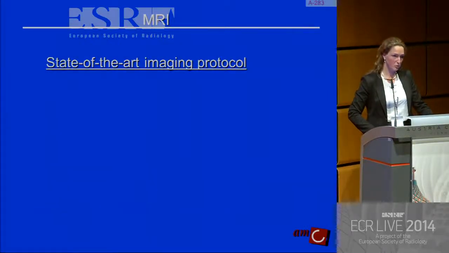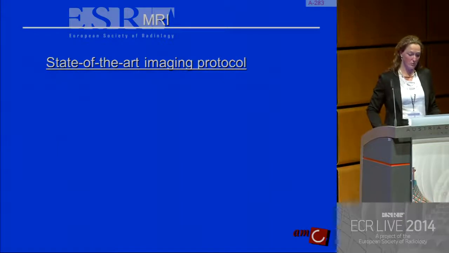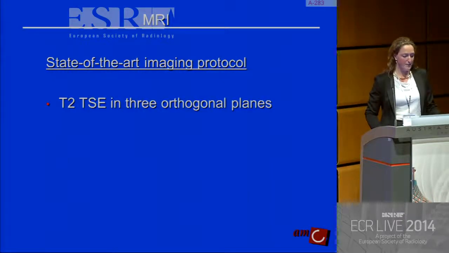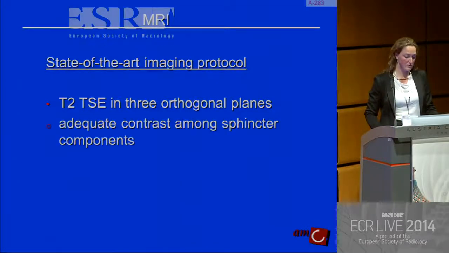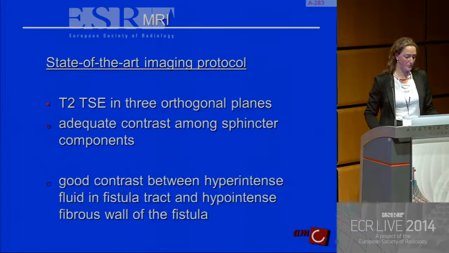So what imaging protocol should you use for MRI? You should perform T2-weighted turbo spin echo sequences in 3 orthogonal planes, as these provide an adequate contrast between the different sphincter components, as you just saw. And as well as providing adequate contrast between these sphincter components, there's also a good contrast between the hyperintense fluid in a fistula tract and the hypointense fibrous wall of the fistula.